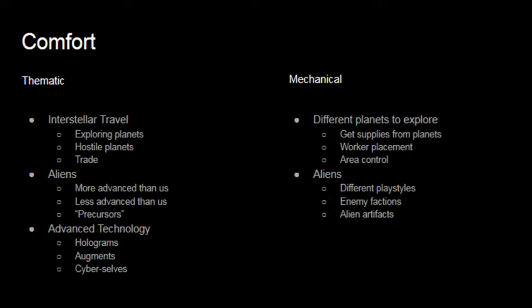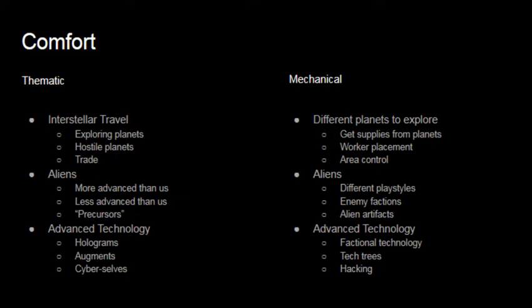Mechanically, we have our aliens. Aliens usually mean that there's different play styles. There could be canonically enemy factions with each other, where you have to side with one side or the other. They have alien artifacts that do things that human tools could never do, that can be acquired in-game.